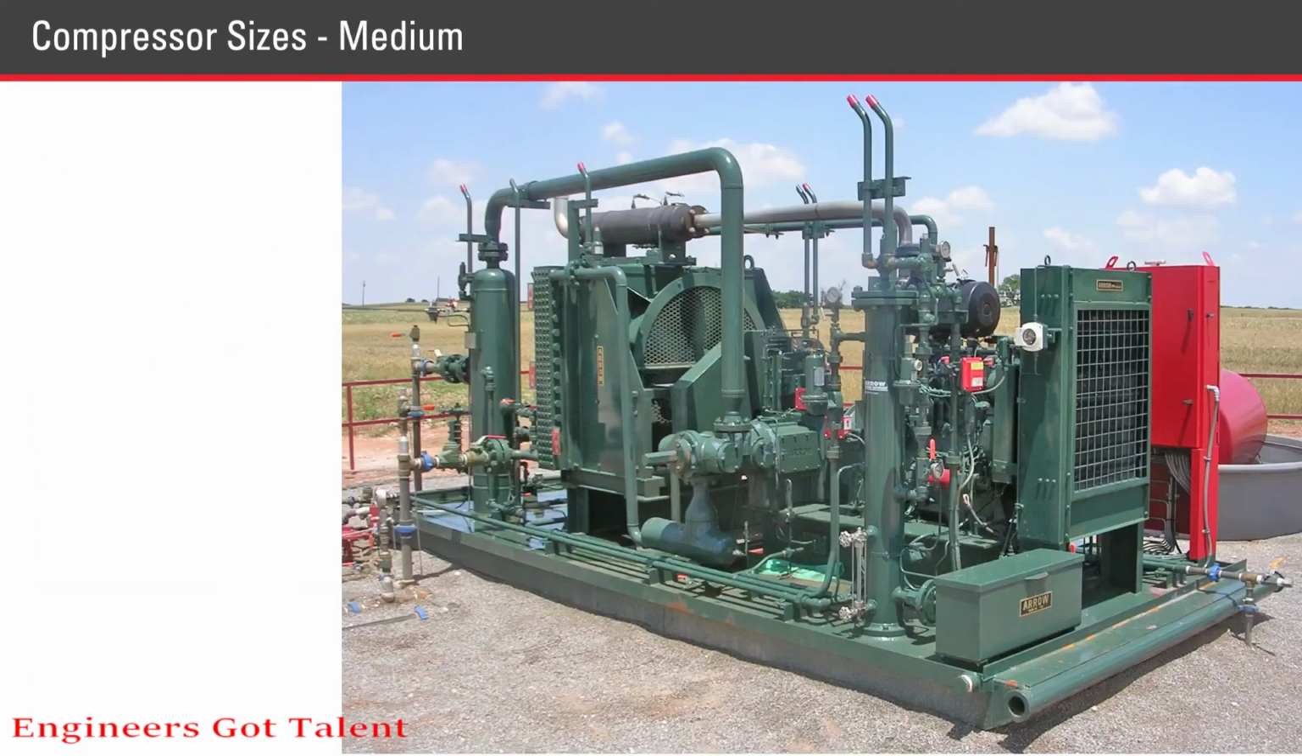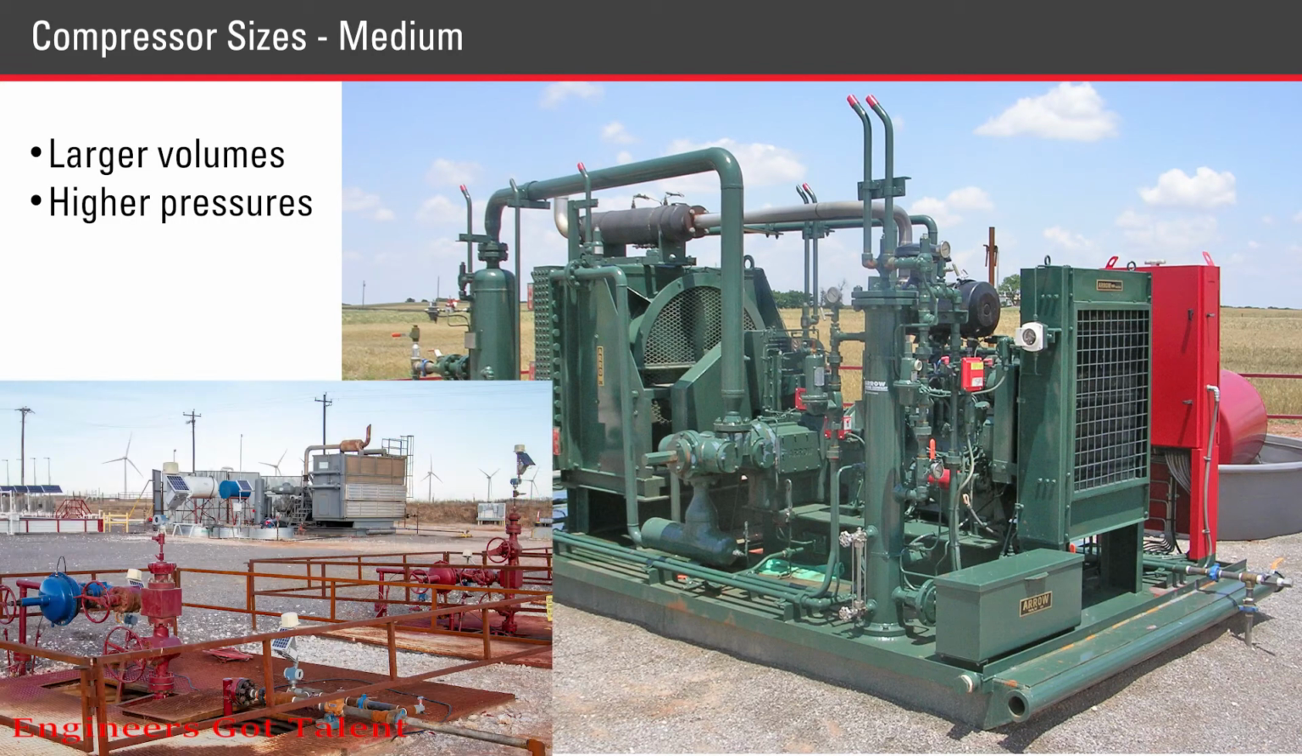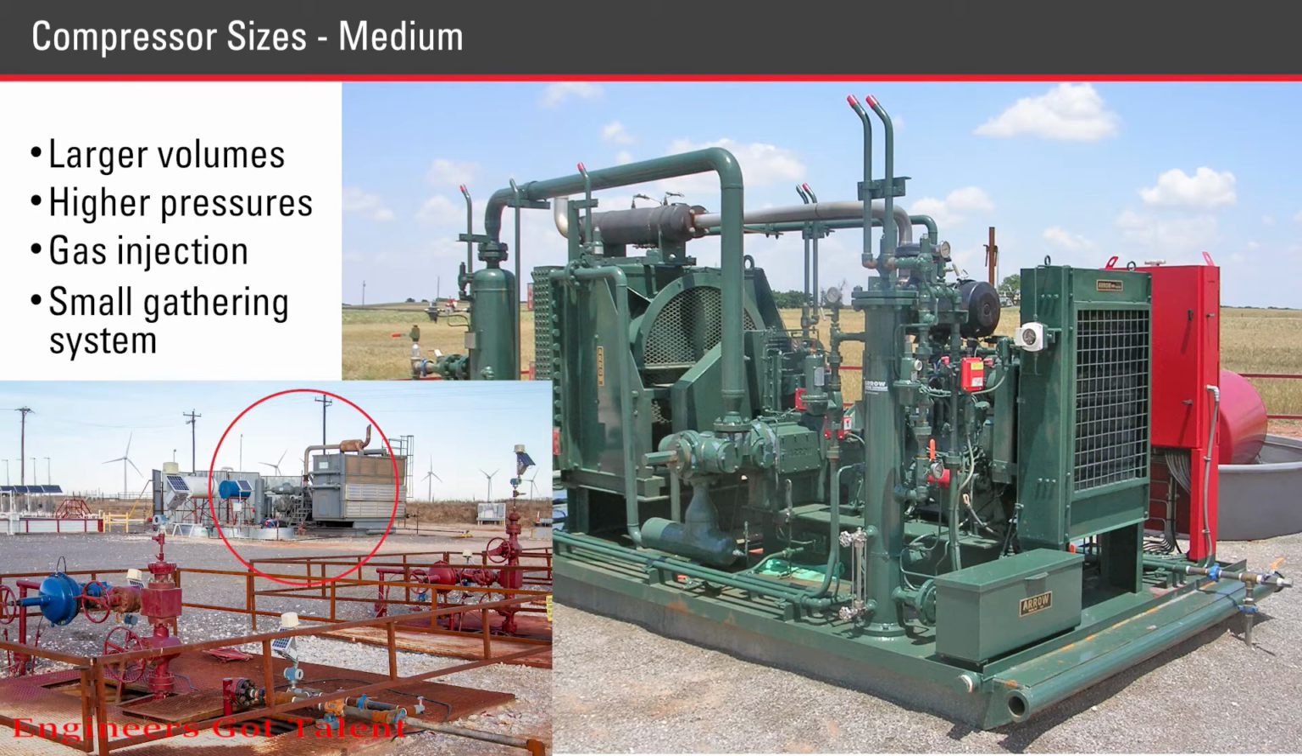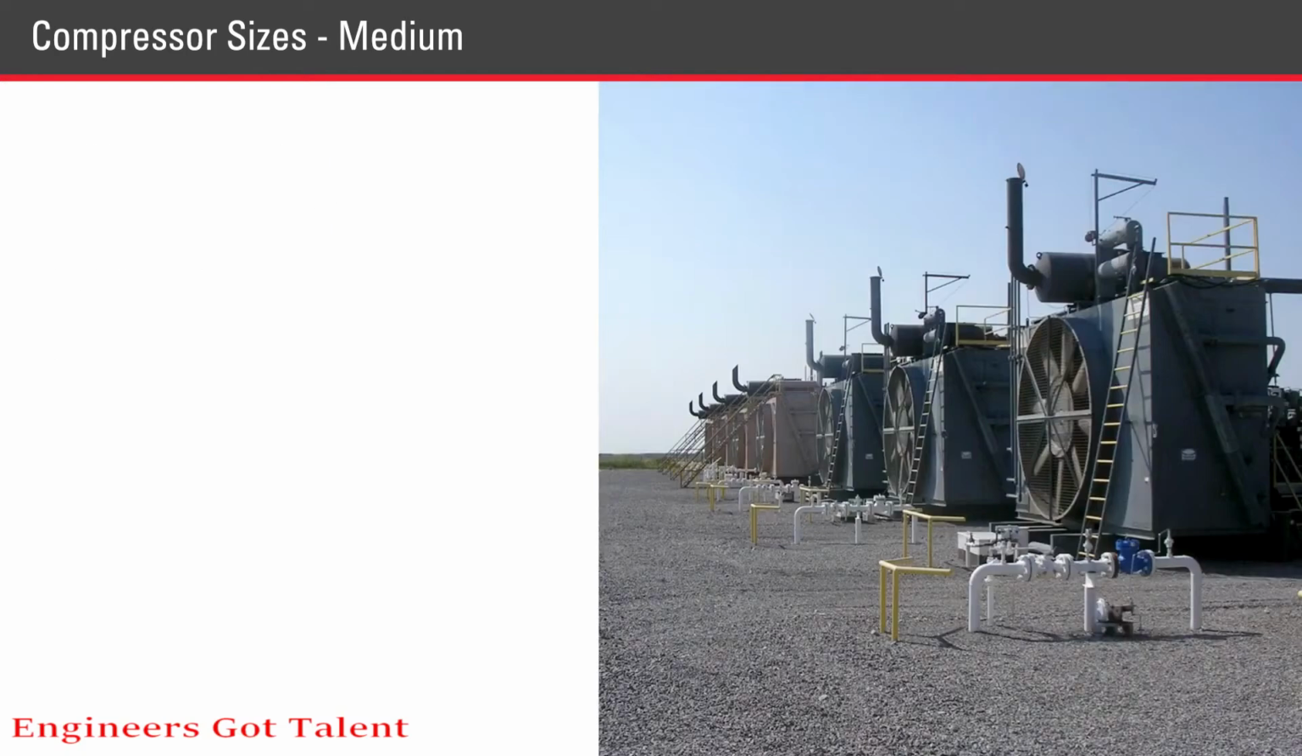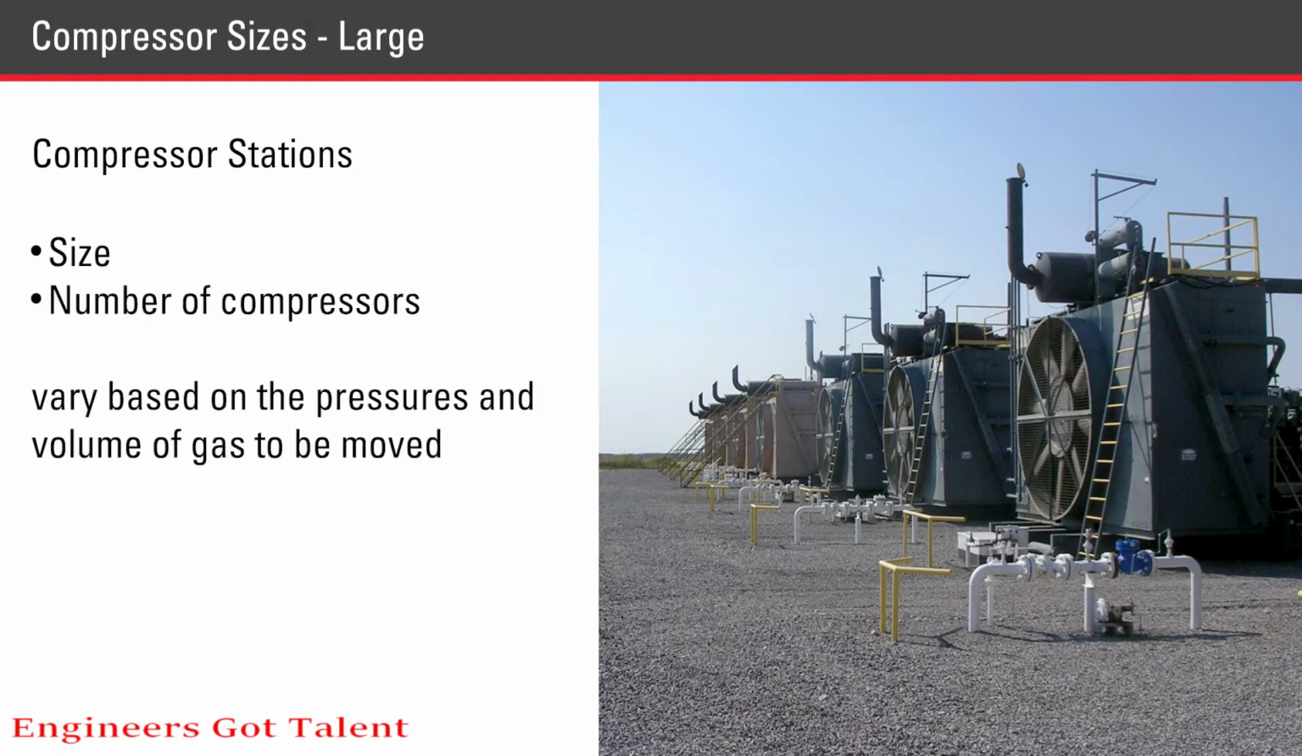This medium-sized compressor can handle larger volumes and higher pressures. This may be found at the wellhead for gas injection or in a small gathering system. The largest compressors are found at compressor stations. These are the engines that power a pipeline. The size and number of compressors vary based on the pressures and volumes of gas to be moved.